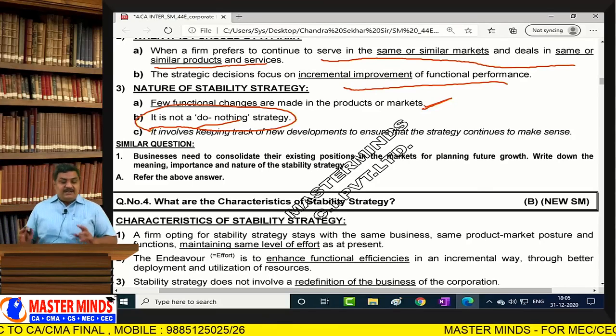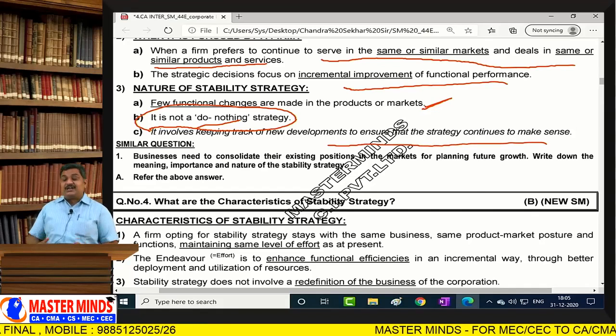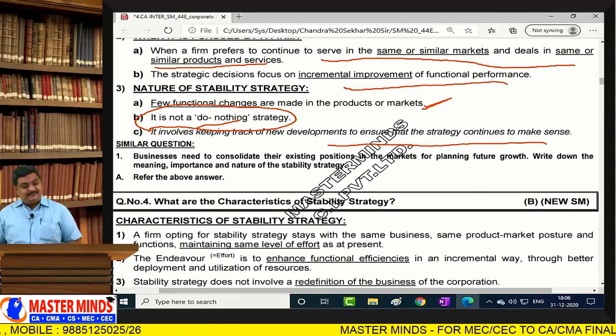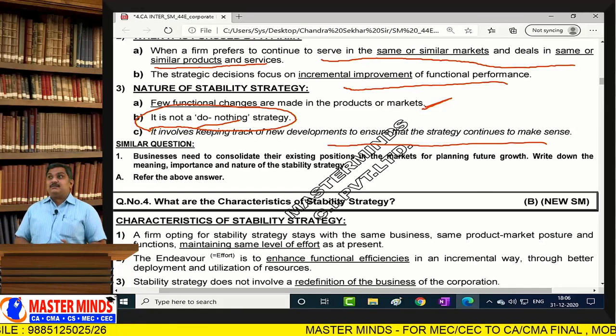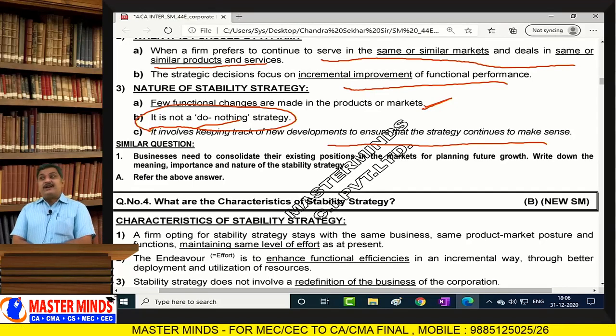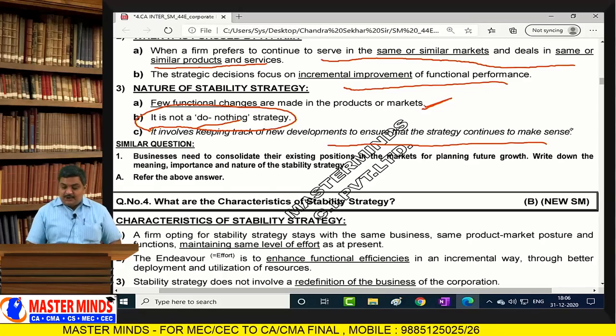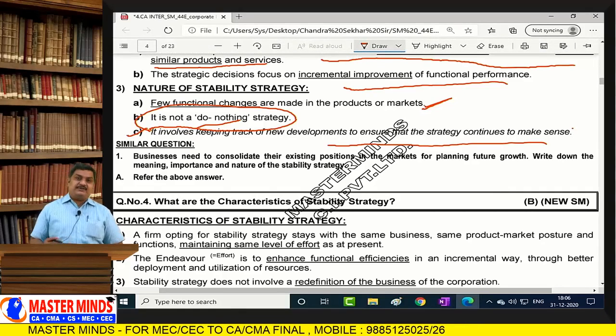And it involves keeping track of new developments to ensure that the strategy continues to make sense. That means when you are following stability strategy, you have to keenly observe what is happening in the external environment, and whether our stability strategy is working well or not. See, this point is common to all the strategies.